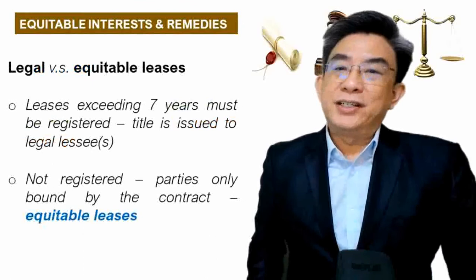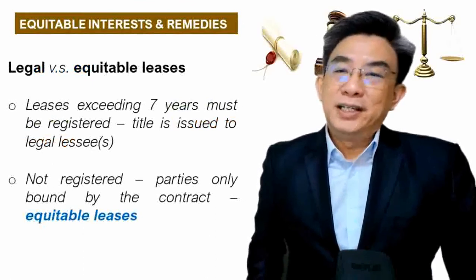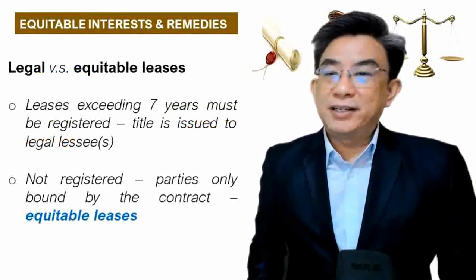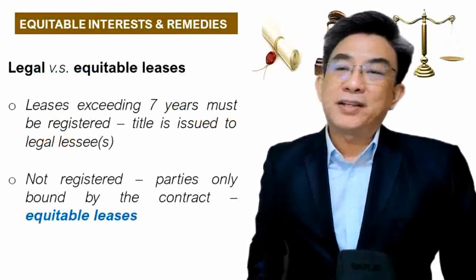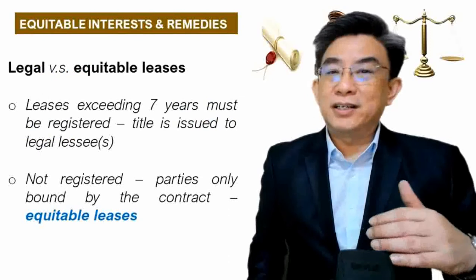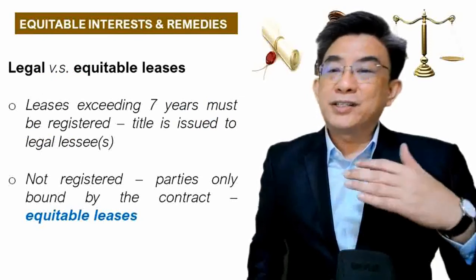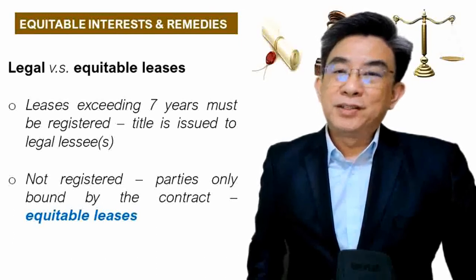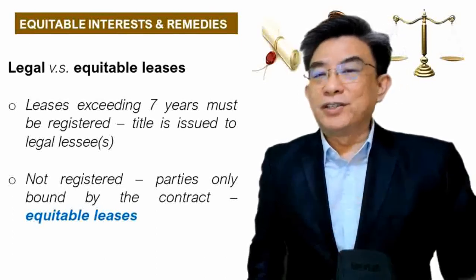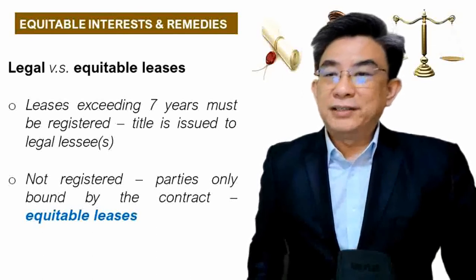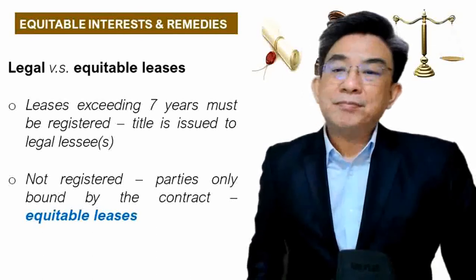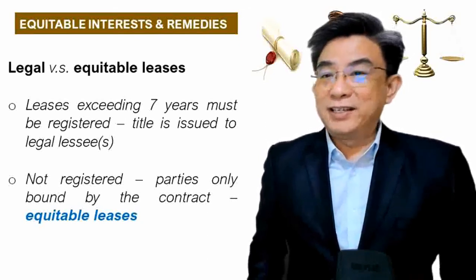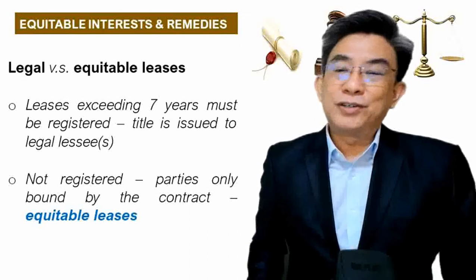Another big interest in land is called a lease. So a lease can be a legal lease. Leases exceeding 7 years must be registered with the Land Titles Office. So it's considered a land subdivision. So a separate title will be issued to the lessee. I have a video on subsidiary certificate of title that will explain further. Now what happened is that sometimes people rent for 10 years. Now that is a very long interest.